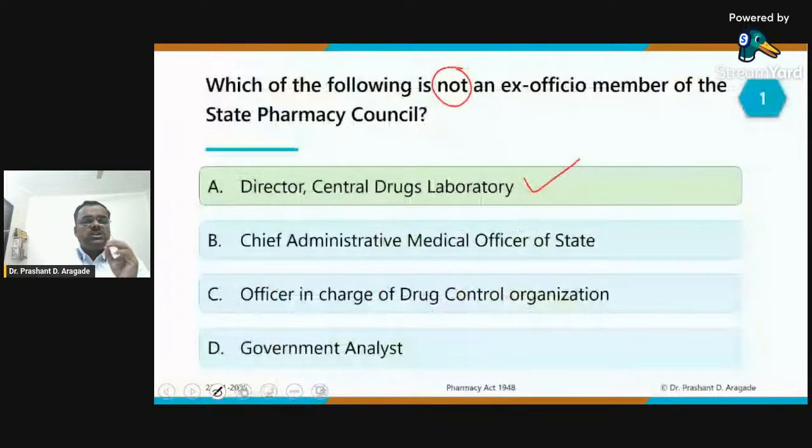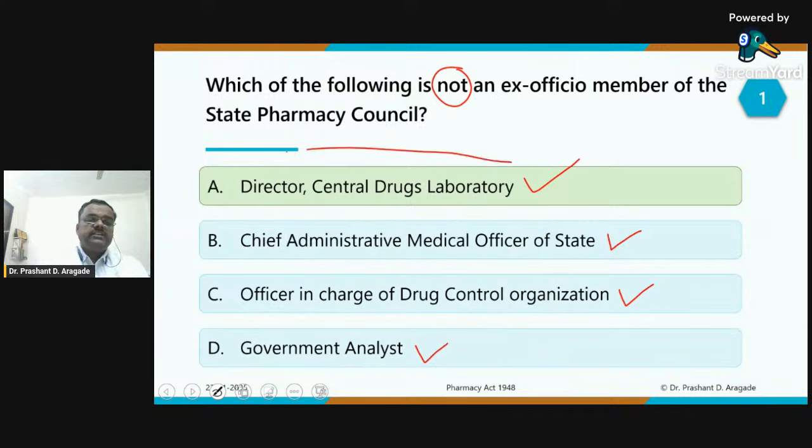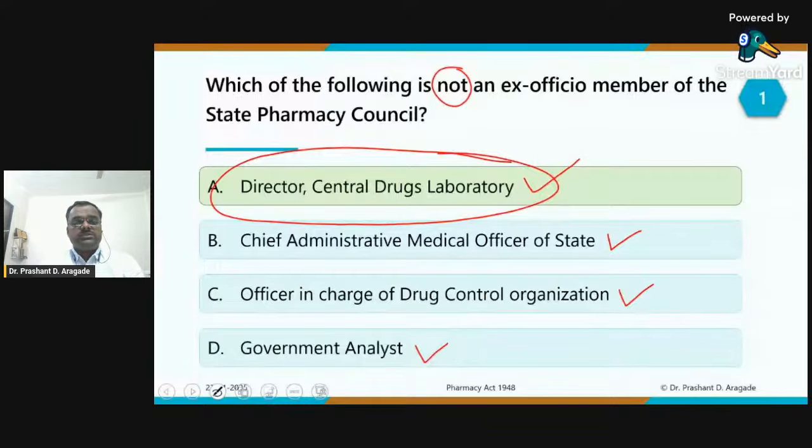So our question is what? Which of the following is not an ex officio member of the state pharmacy council? As far as the constitution of the state pharmacy council is concerned, the chief medical officer of the state is an ex officio member, the officer in charge of the drug control organization is an ex officio member, and the government analyst is also an ex officio member. So the correct answer is the director of the central drug laboratory is not an ex officio member of the state pharmacy council.